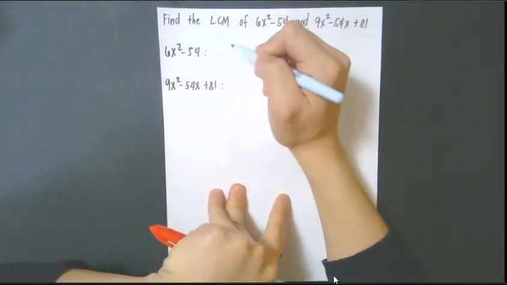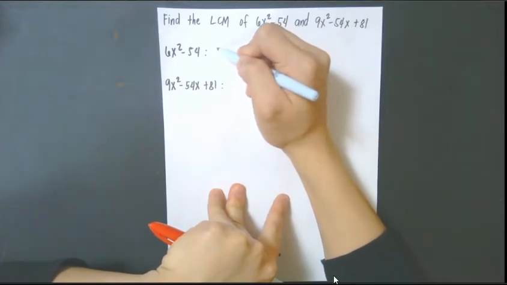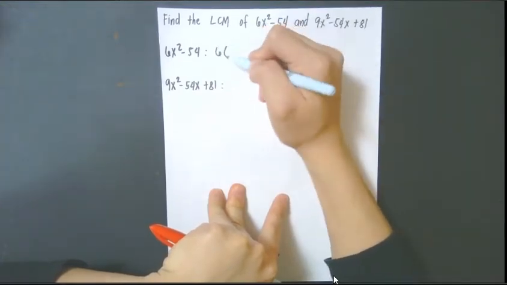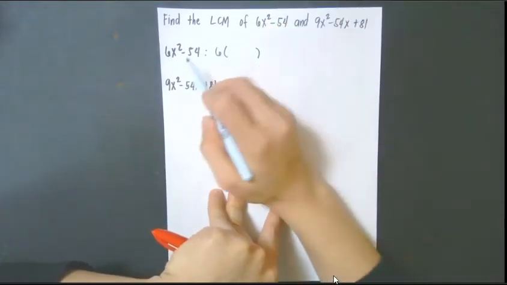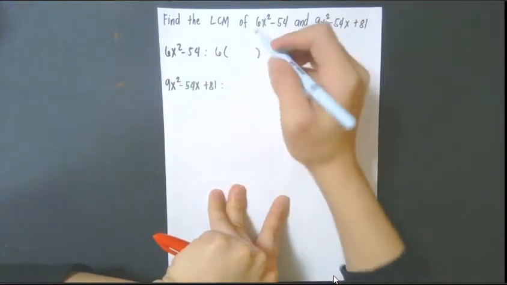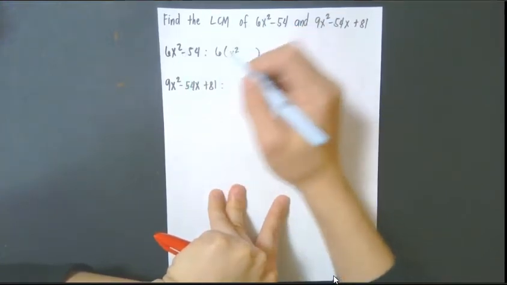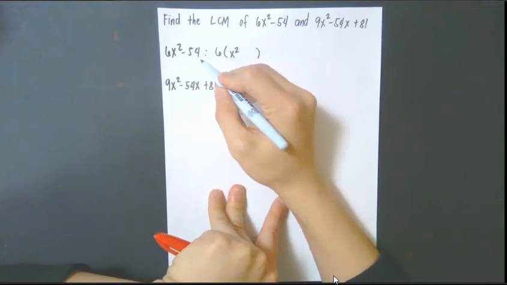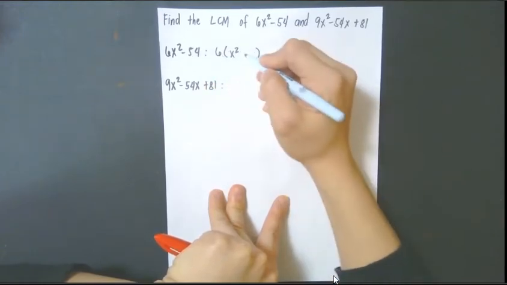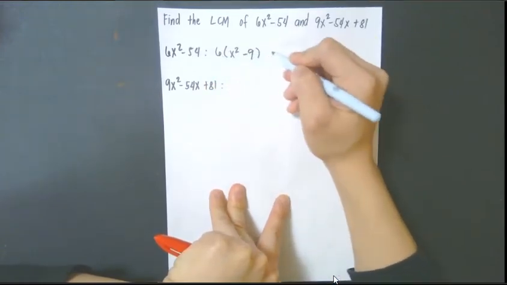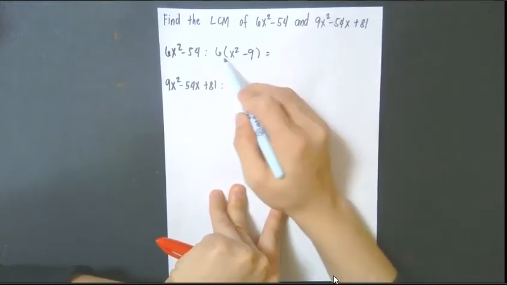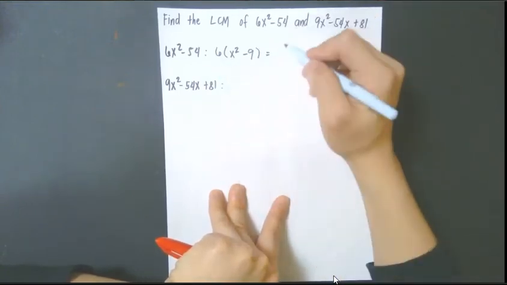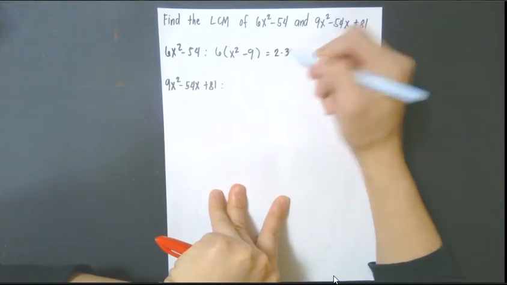6 and 54 are both divisible by 6, so we pull out 6. Now we divide. 6x squared divided by 6 is x squared. Negative 54 divided by 6 is negative 9. Now we can still factor out 6, so that is 2 times 3.